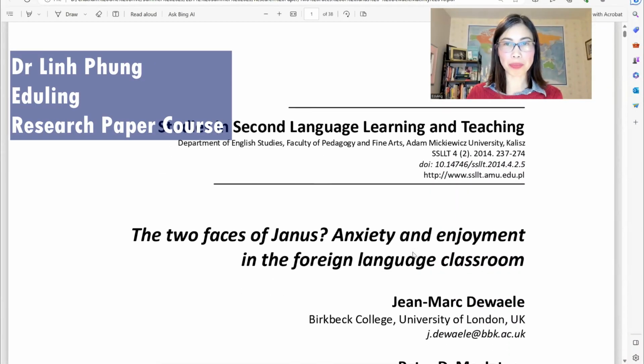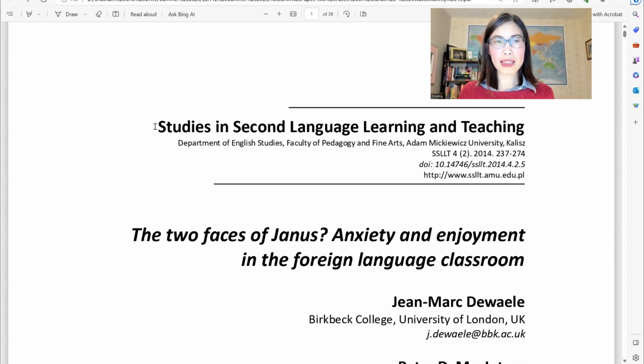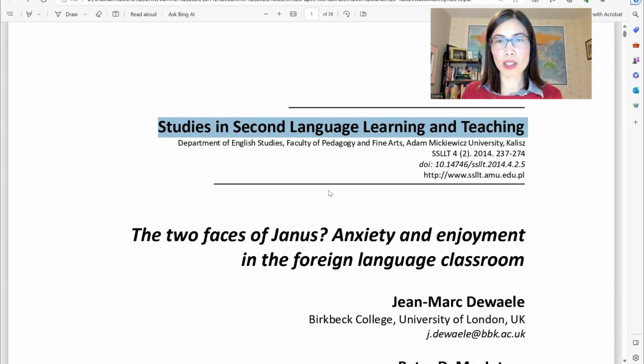So when you look at this, you can see that this is the name of the journal where the paper was published. This is the volume of the paper. This is the issue, the year of publication, and the page numbers. These pieces of information are all important because they will constitute your reference.